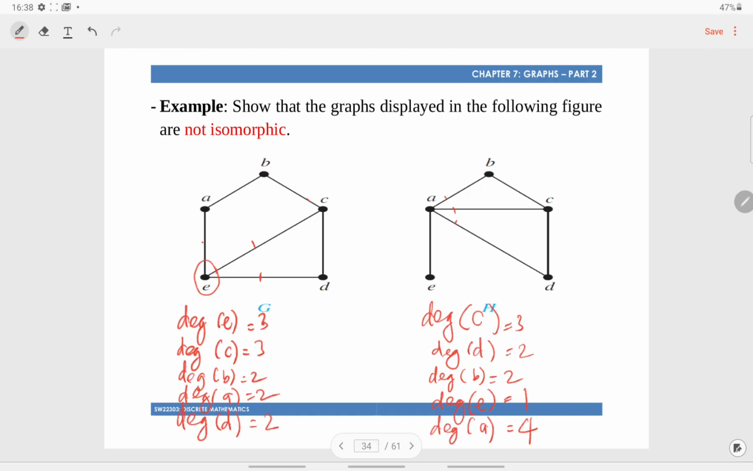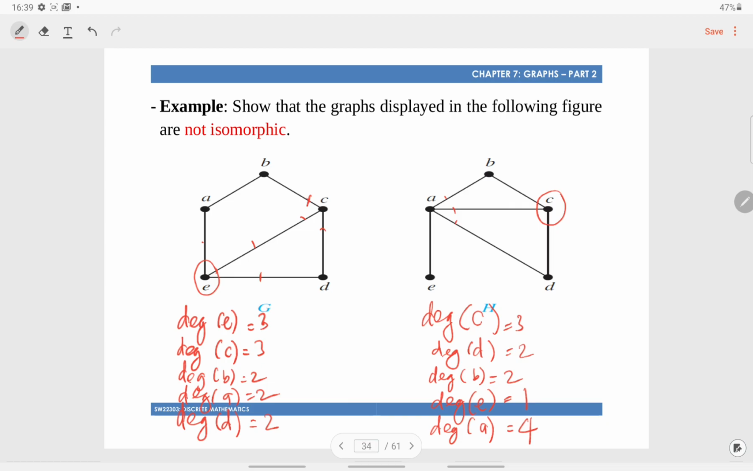Okay, so in the graph H, we have vertex C with a role almost similar to vertex E, because vertex C also has degree equal to 3. So maybe we can map from E to C. Next is C. C in the graph G has 1, 2, 3, so the degree is equal to 3.